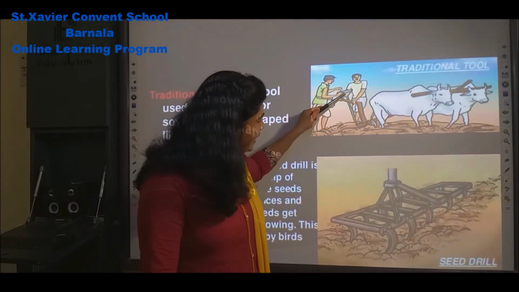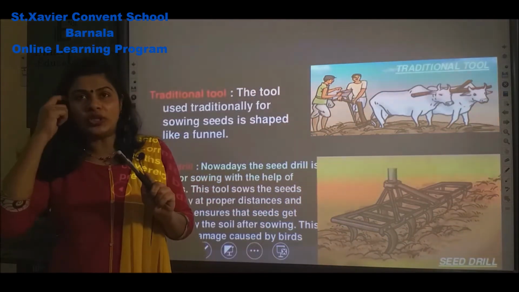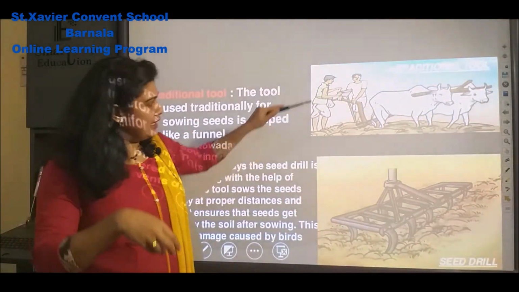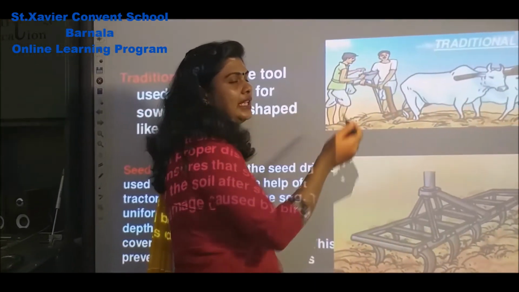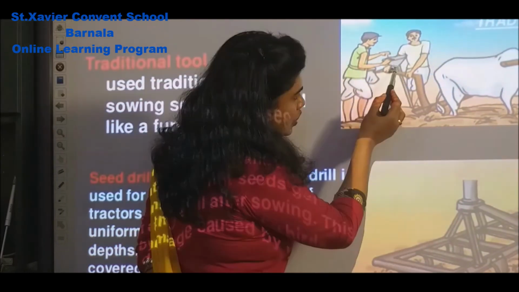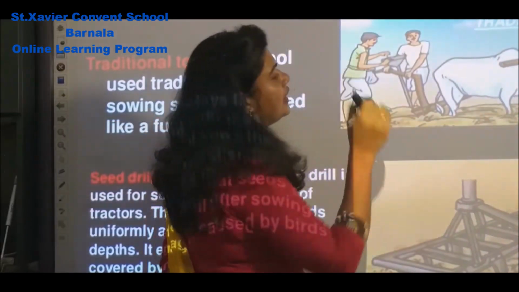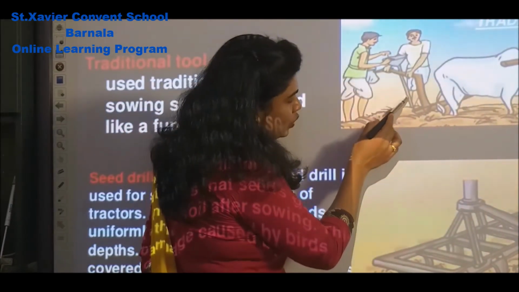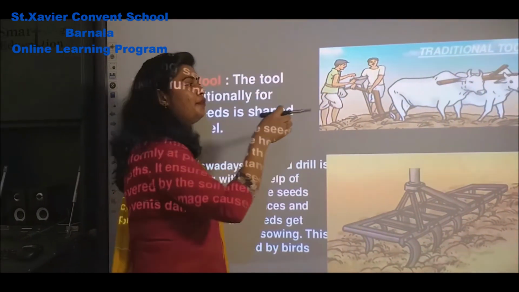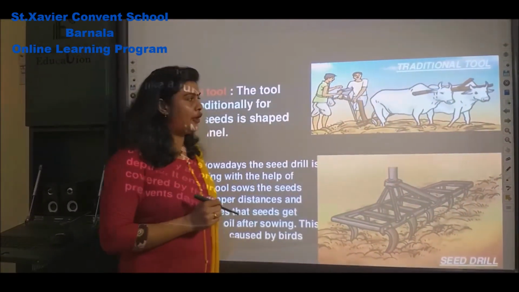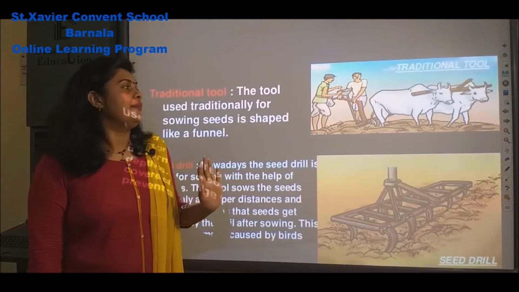Here you can see the traditional tool with the shape of a funnel, and seeds are filled through this funnel. At the end of the pipe is a sharp end. When we put seeds into this funnel, they pass down through the pipe, and the sharp end pierces into the soil and places the seed there. I hope you understand. This was the traditional tool used in ancient days.